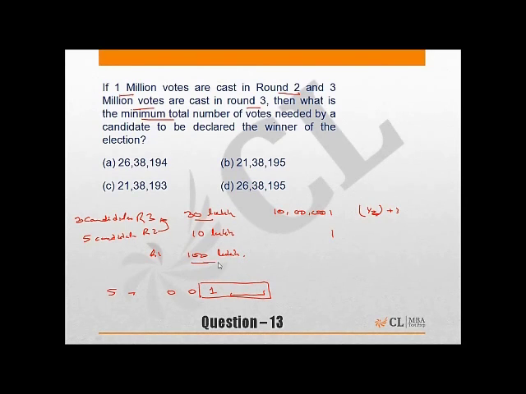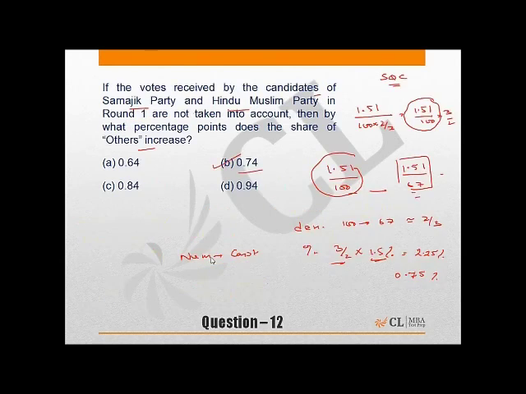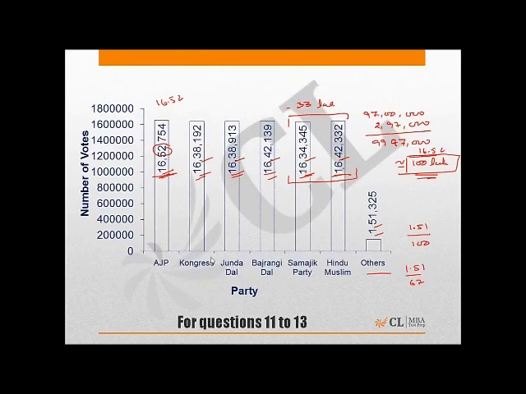And what is the minimum number of votes I need to get in round 1 to move to the next round? Let's go to the table. We already know what were the total votes cast in round 1. From round 1 to round 2, obviously others all move out. 16, 52, 38, 38, 42, 34, 42. Samajik would not go to the next round. 1, 2, 3, 4 and 5. These 5 parties will go to the next round.